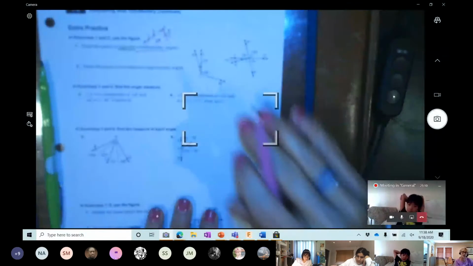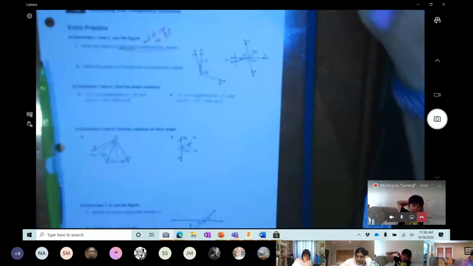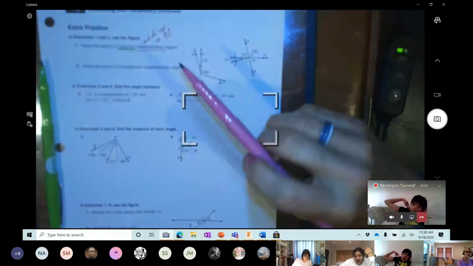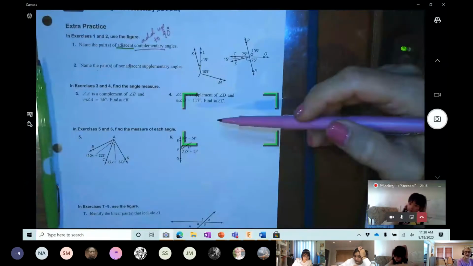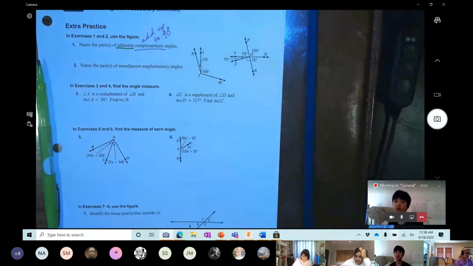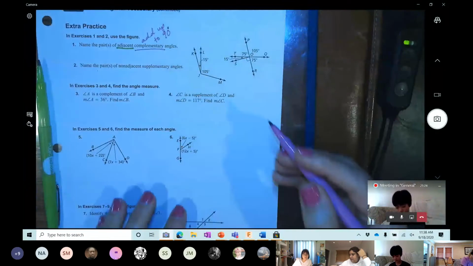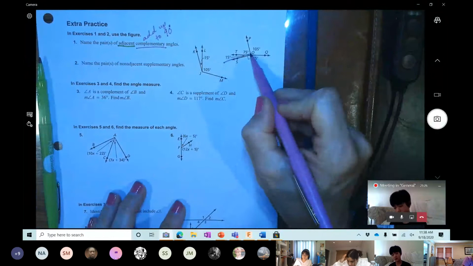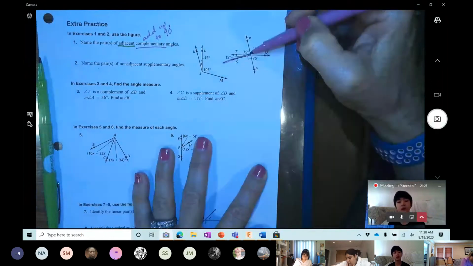So if I look at these pictures, I have to find two angles. Sorry, it's out of focus. Two angles that add up to 90 and they share a common ray. So the only one here that does that is this one here.